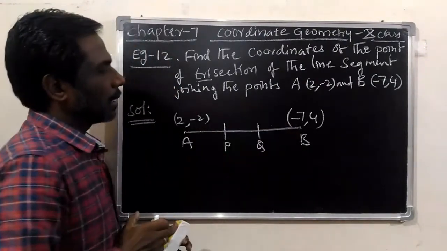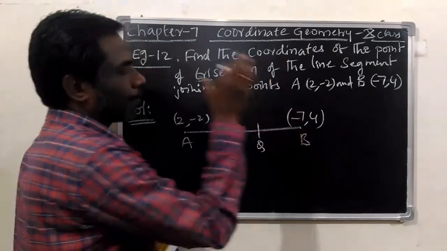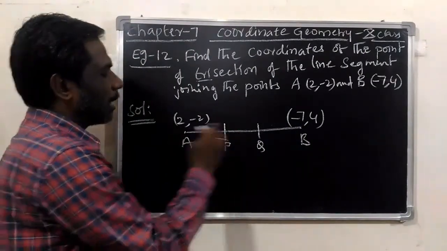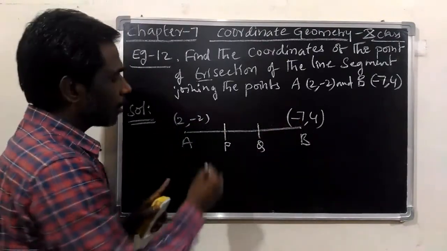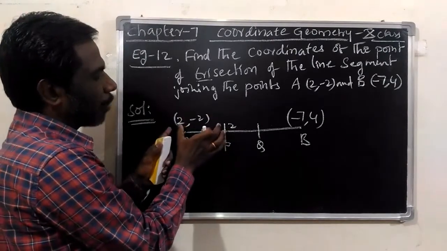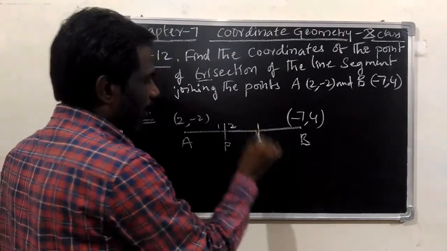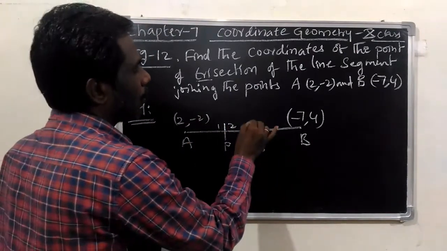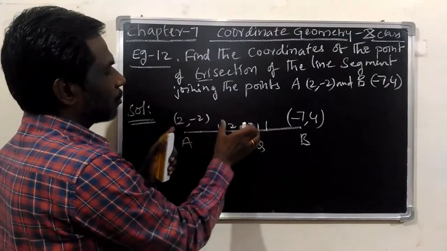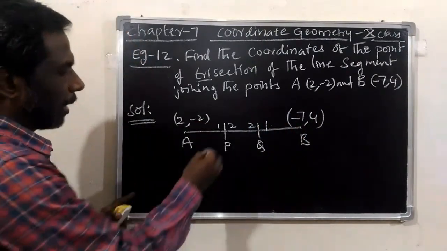Now AB is divided into 3 parts: AP, PQ and QB. P divides AB in the ratio 1:2, because on the left side we have 1 part and on the right side 2 parts. And Q divides AB in the ratio 2:1, because on the left side we have 2 parts and on the right side 1 part. So first I am going to find P.